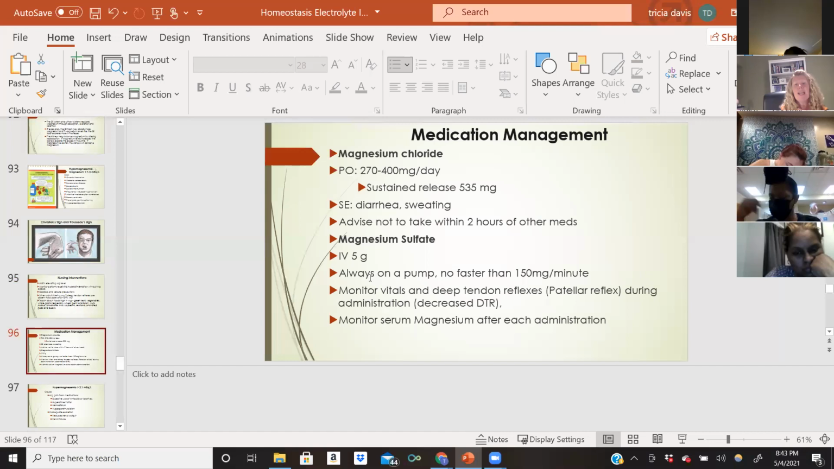It goes IV. It's always on a pump. It never, ever goes any faster than 150 mg. It's usually 100. You're going to want to monitor their vital signs and their deep tendon reflexes, so that's their patellar reflex, during administration. You're going to be watching for a decrease in their deep tendon reflex. That is a bad sign. And then you're going to monitor their serum magnesium after each administration.